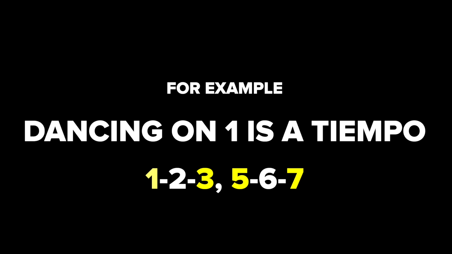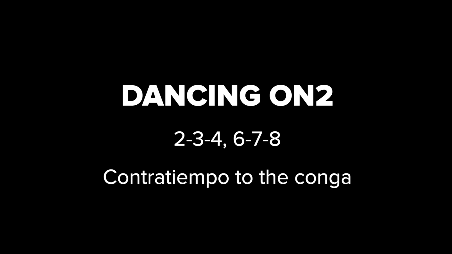So if the majority of your 6 steps in your basic are emphasizing those 4 strong beats, 1, 3, 5, 7, that means you're dancing a tiempo. Now, on the other hand, we have contratiempo, which basically means the offbeat, or if we think about it more like the weaker beats, 2, 4, 6, 8. So if the majority of the steps in your salsa basic are emphasizing those weaker beats, you're dancing contratiempo. Now, this is going to help us a lot because we're going into on two now, and there's various ways to dance on two, so those words are going to help out.